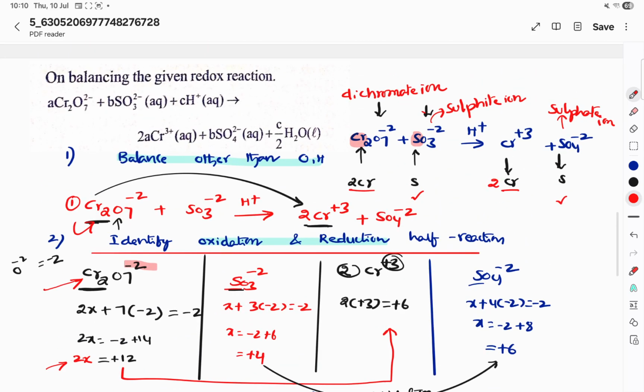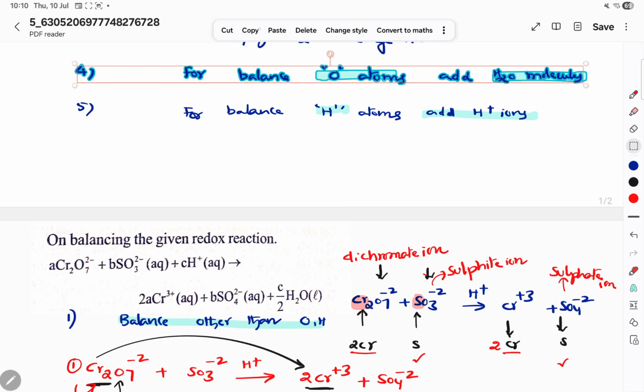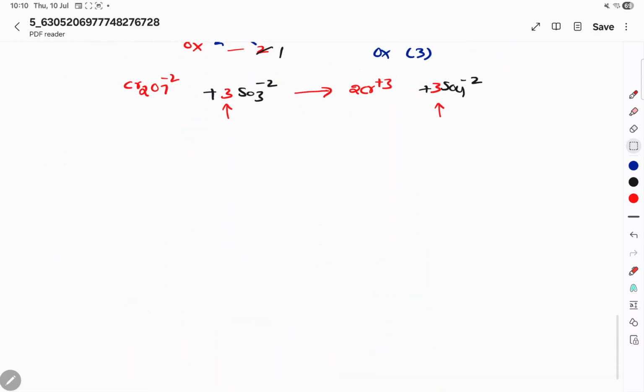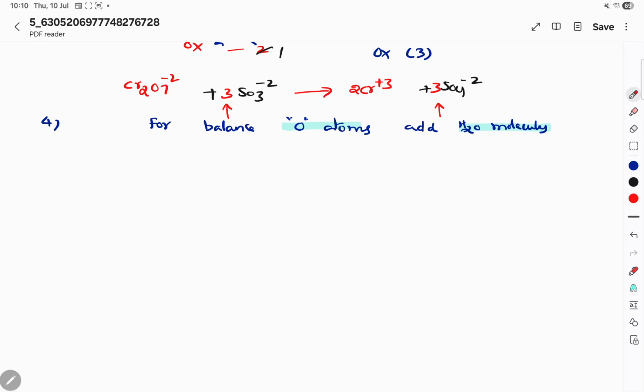Now, you can take the fourth rule. What is the fourth rule? To balance oxygen atoms, add water molecules at the deficient side. Now, let us apply the rule. We have oxygen atoms. Left hand side, I have 7 oxygen atoms here. 3 3 is 9 oxygen atoms you have. So 9 plus 7, that is equal to 16 oxygen atoms I have.